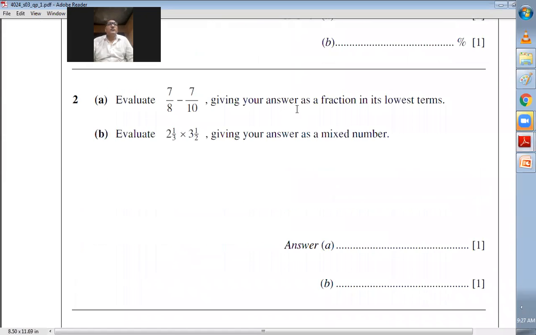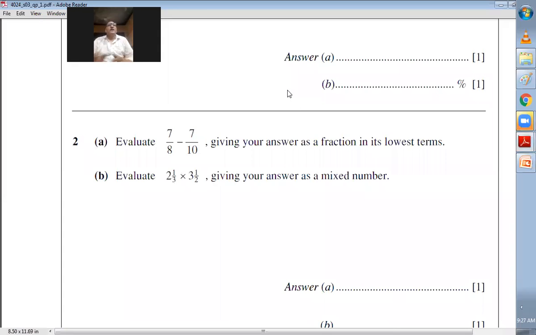The question number 2 is coming on your screen. Question number 2. Evaluate 7 by 8 minus 7 by 10, giving your answer as a fraction in its lowest term. And the next question is evaluate 2 whole 1 by 3 multiply 3 whole 1 by 2. Here in the first part, you will make their denominator same. The LCM is 40. So I will multiply upstairs here with the 5 and downstairs here with 5. Here I will multiply with 4, and I will multiply the new denominator also with 4. So the denominators will become same, then you can do the subtraction. And let me show you my work.